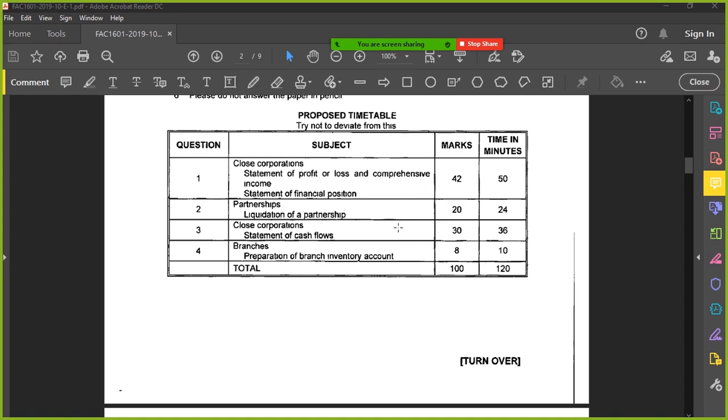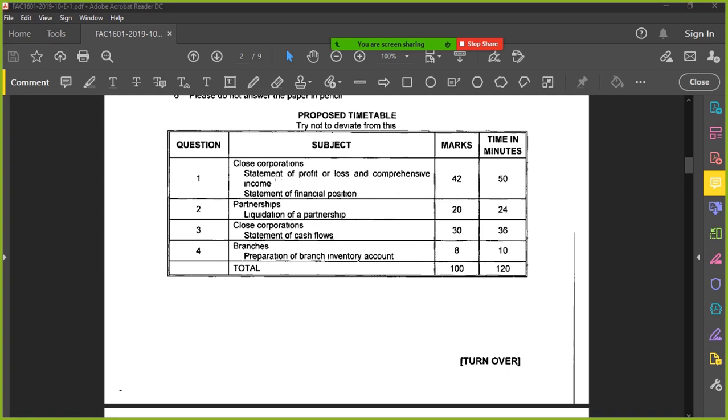Obviously, it's good to start with topics that you're comfortable with because it also builds confidence, and you should be able to bank some time. If it's an easier question, at least then you'll have time for more difficult questions later on. Okay, so I'm just going to go in order. I'm going to start with question 1, and then I'll do 2, 3, and 4.